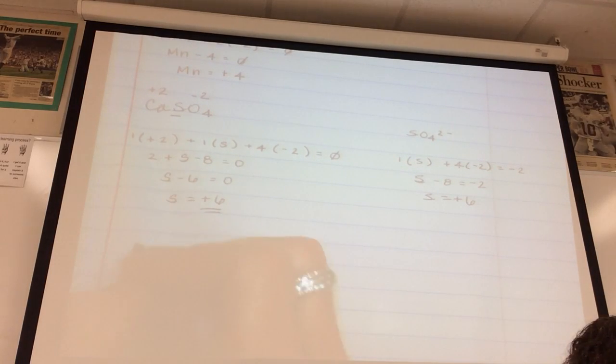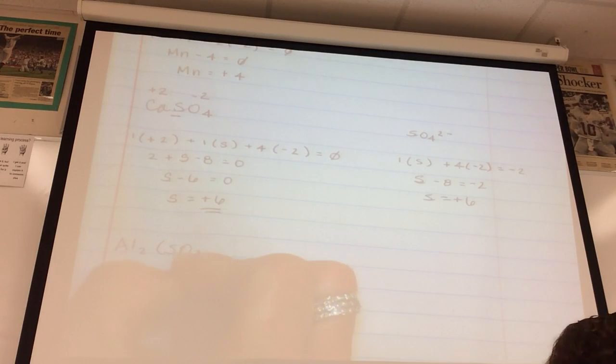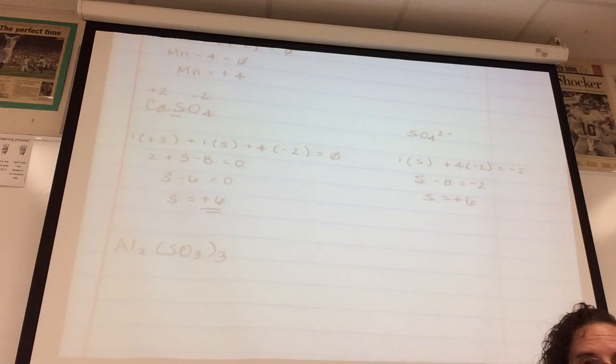Let's take a look at aluminum sulfite. Aluminum in a compound is... Yeah, just make it quick, because then we're gonna get into something that's just amusing. What time is it?